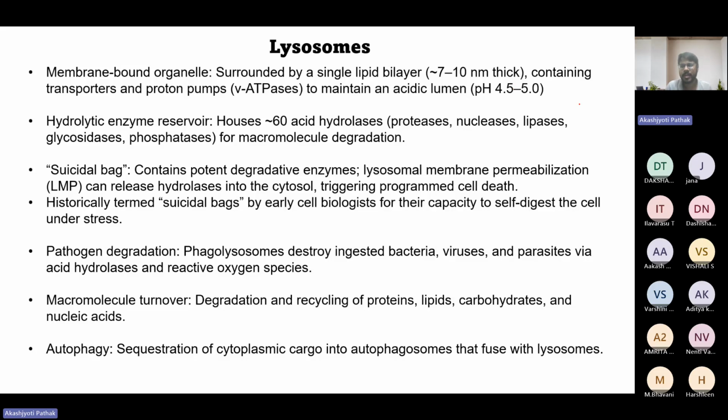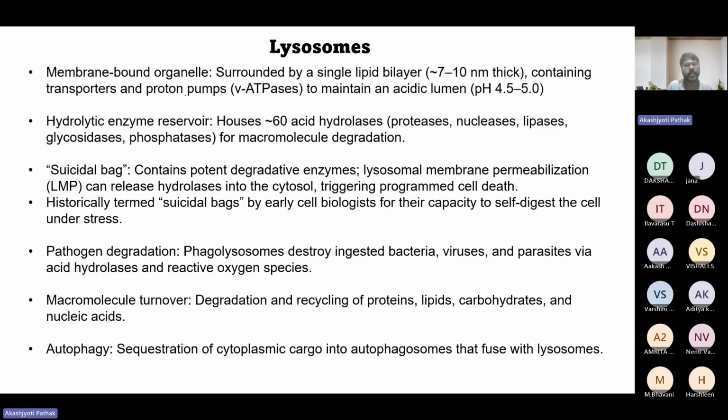Because the lysosome basically stores several hydrolytic enzymes in its lumen. Almost all the different hydrolytic enzymes are present inside the lysosome, starting from the different glycosidases, phosphatases, nucleases, proteases, lipases. All these different hydrolytic enzymes are present inside the lysosomes, and as a result, it is involved in macromolecular degradation.